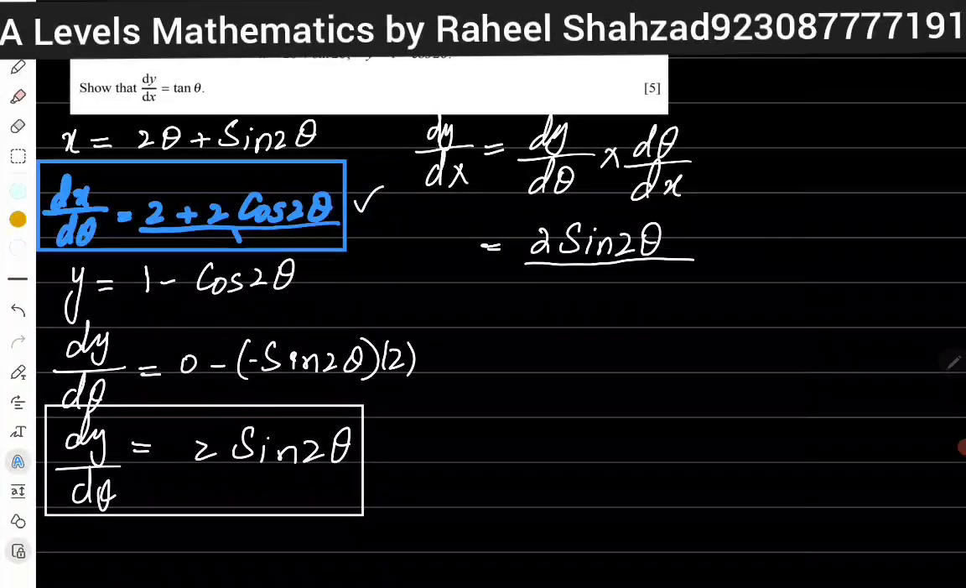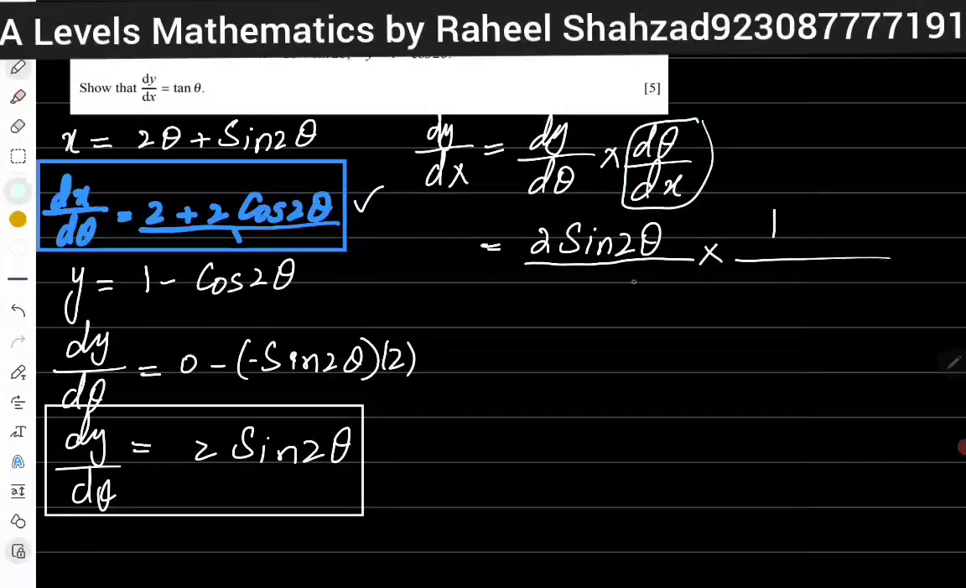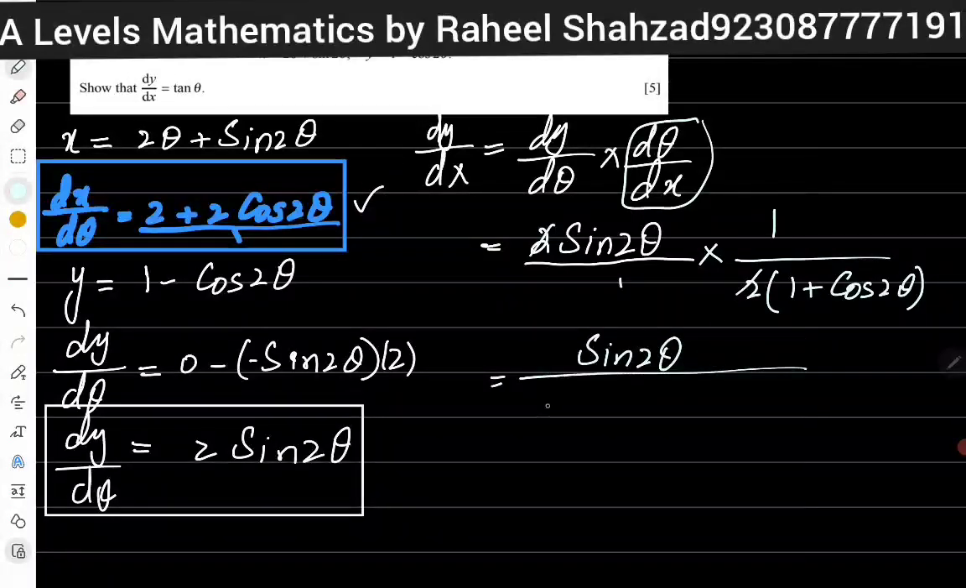So here we have 2 sine 2 theta into d theta by dx, which would be 1 divided by 2, taking 2 common, 1 plus cos 2 theta. This 2 is cancelled with this. Now in the numerator we have sine 2 theta divided by 1 plus cos 2 theta. Now cos 2 theta is basically 2 cos squared theta minus 1. This is the identity from trigonometry.